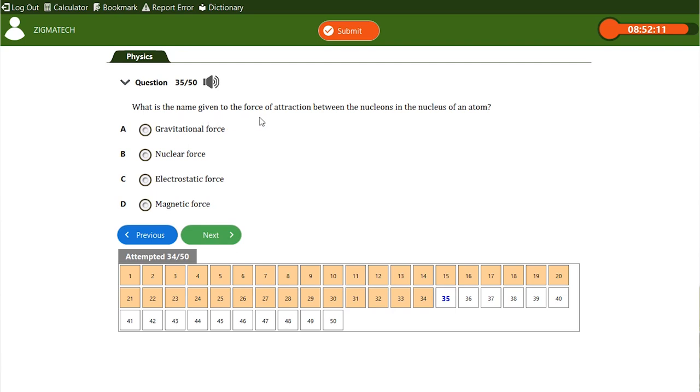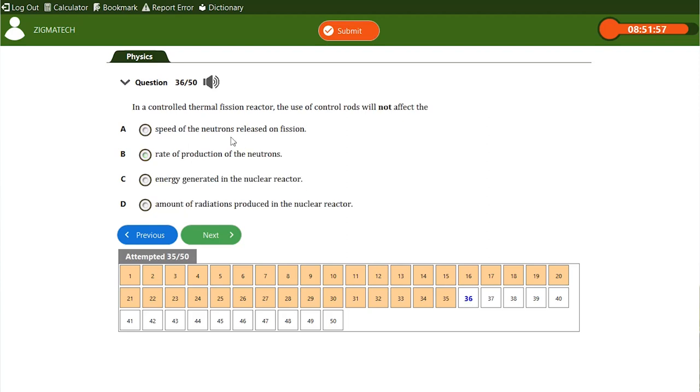What is the name given to the force of attraction between the nucleons in the nucleus of an atom? When we talk about nucleons, we're talking about proton and neutron in an atom. That must be nuclear force. That's a very easy one.